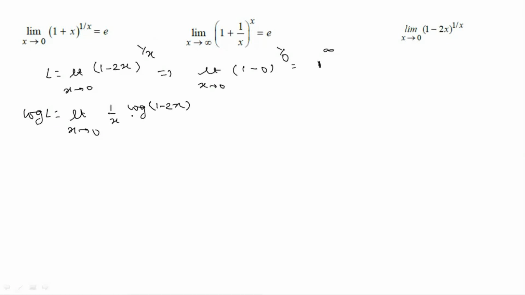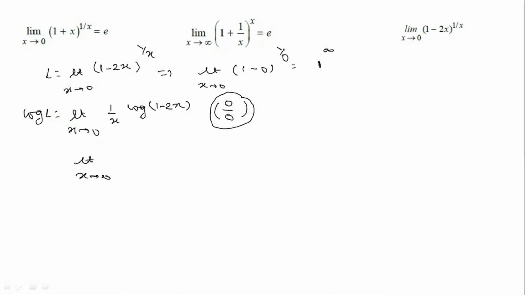(1 minus 2x). Okay, now if we put x is equal to 0, we are getting log 1 upon 0. Log 1 is 0. So again, we reach the format 0 upon 0. For this indeterminate type, we are using L'Hopital's rule. It means we have to differentiate numerator and denominator separately.